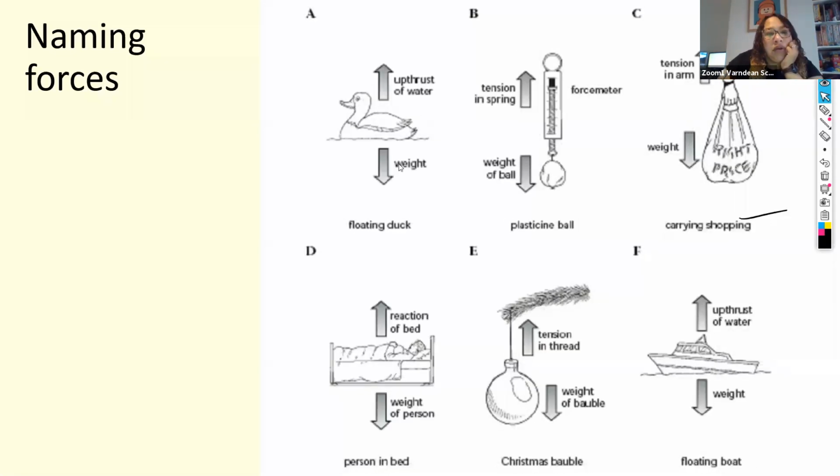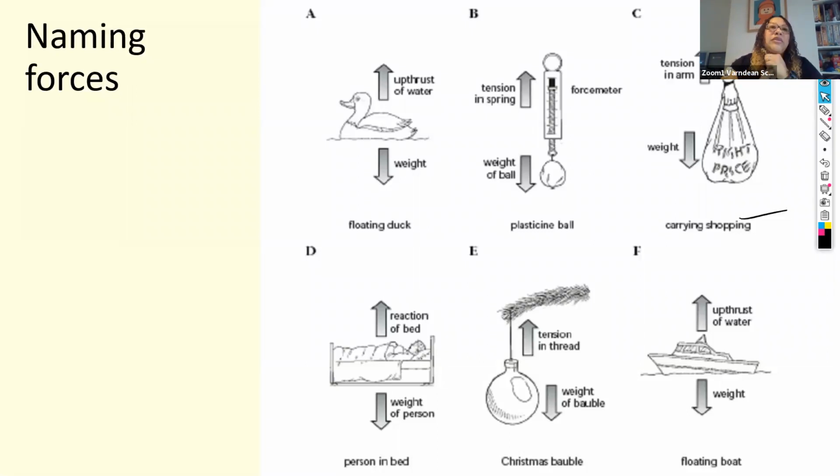So if we look at our little duck, we'll notice that there's an up thrust of water and there's weight. So the up thrust, when you're in the bath and you've got a rubber duck, I know you've all got your toys still, and you try and submerge it under the water, there's a force, and you can feel that force, and it's pushing it back up, and that's up thrust. And so you can have a look at all of the forces that are working in these pairs. We've got tension in the spring and the weight of the ball. When we have the weight of the ball, that's also dragged down by gravity as well. We've got the person carrying the shopping, they've got tension in their arm. You've got the reaction of the bed, so you've got the weight of the person and the reaction.